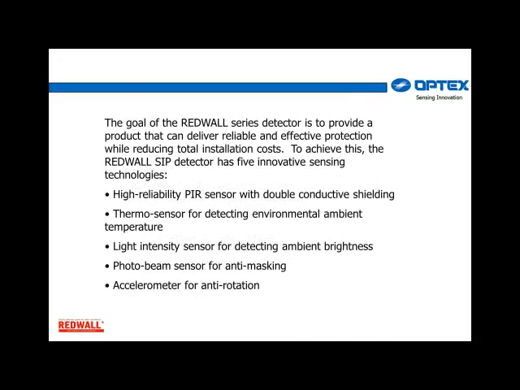The 5 key points of the Redwall series are a high reliability PIR sensor with double conductive shielding, a thermosensor on board for detecting environmental ambient temperature, a light intensity sensor for detecting ambient brightness, a photobeam sensor for anti-masking, and an accelerometer built in for anti-rotation.